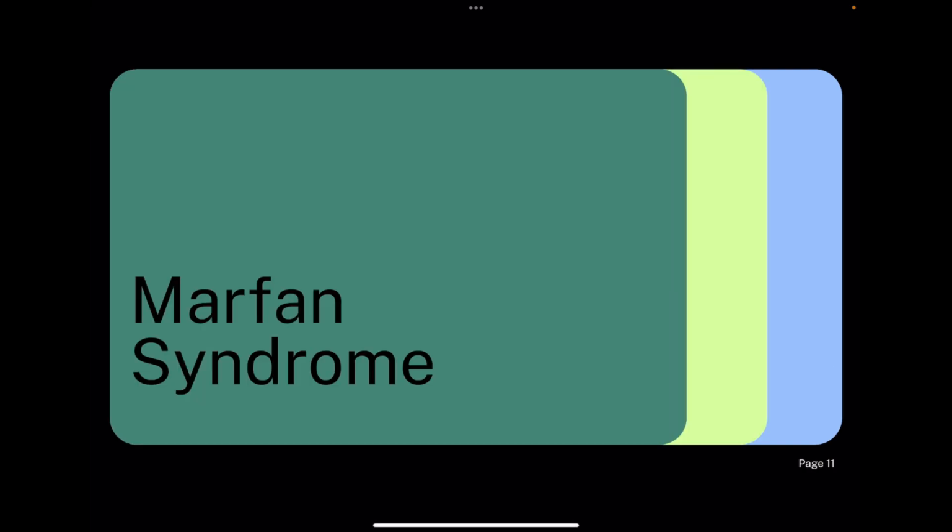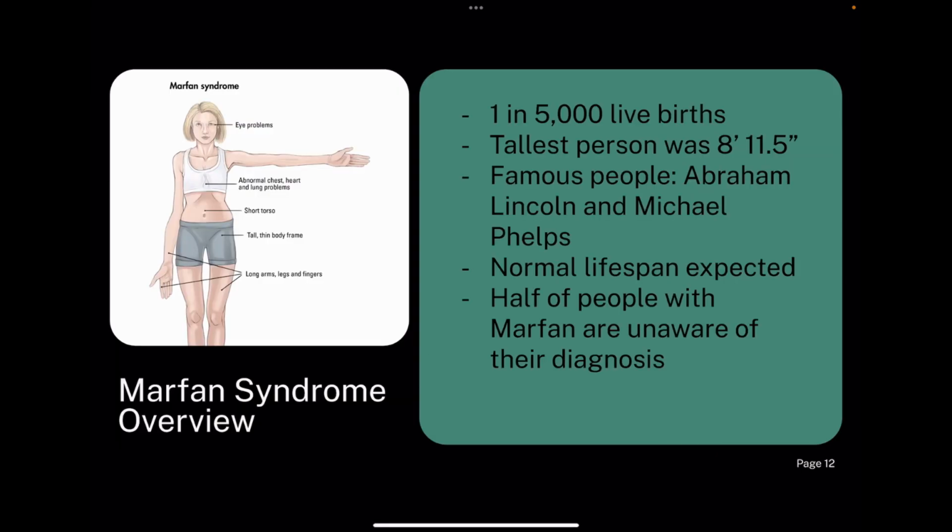Now we will switch over to learning about Marfan syndrome. Marfan syndrome affects the connective tissue in a patient. The prevalence is 1 in 5,000 live births. The tallest person with Marfan was 8 feet 11 and a half inches. Some famous individuals who allegedly had Marfan were Abraham Lincoln, and Michael Phelps was formerly diagnosed with Marfan syndrome. Normal lifespan is expected, and half of people with Marfan are unaware of their diagnosis.